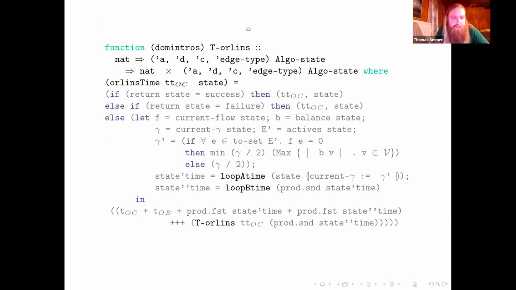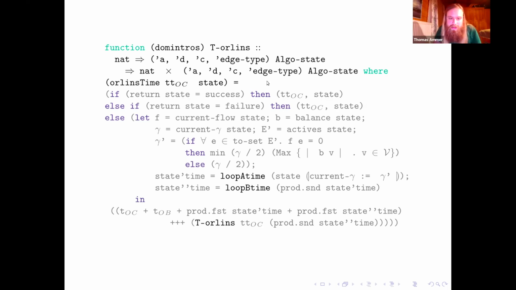And so what it's doing, it takes a program state and then it returns a natural number, which should then be a measure for the running time with respect to a formal model of computation. And on the other hand, it returns the final program state. Okay, so in here, we have those two functions, loop A time and loop B time, which are the running time functions for the lower level loops. And then we have a recursive call. And overall, that resembles the structure of the loop that models the actual algorithm.